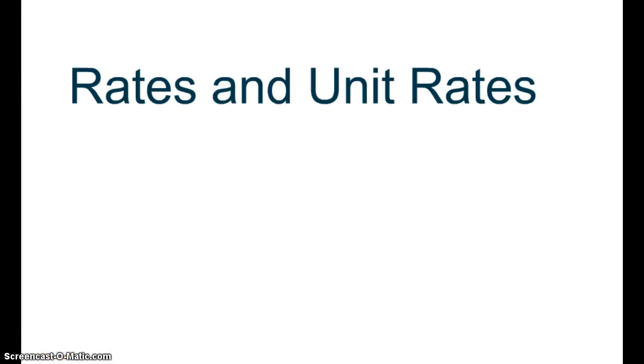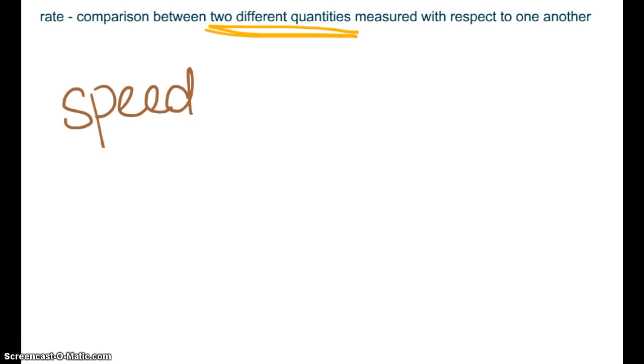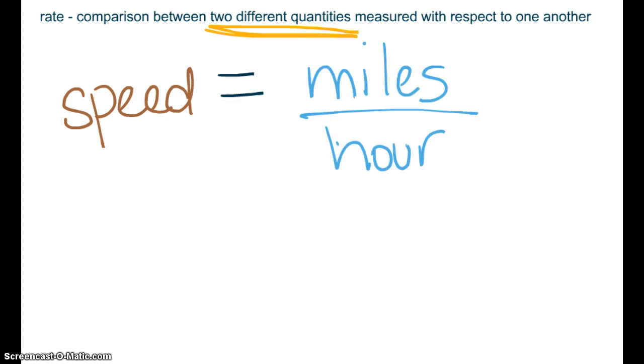and unit rates. A rate, recall, is a comparison between two different quantities measured with respect to one another. For example, speed. Speed has two different quantities that we measure with respect to one another. We measure speed in miles per hour.